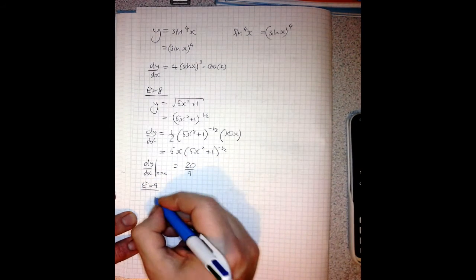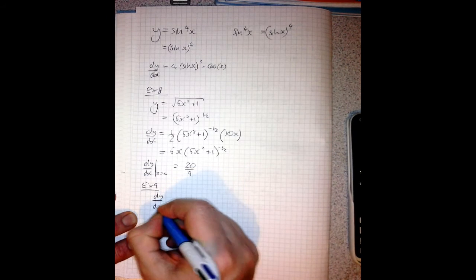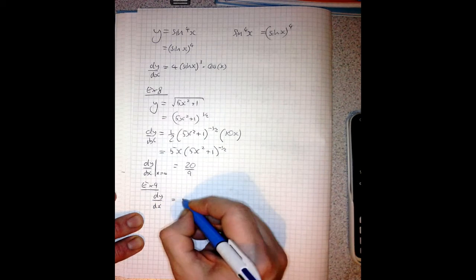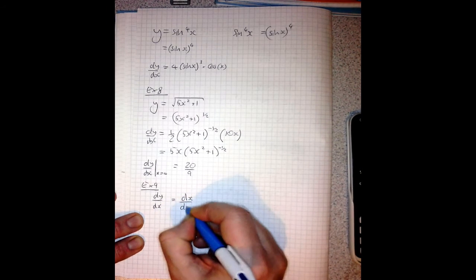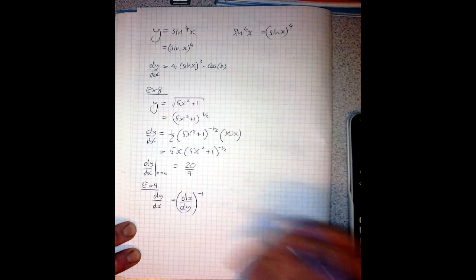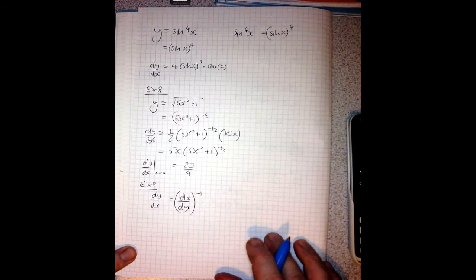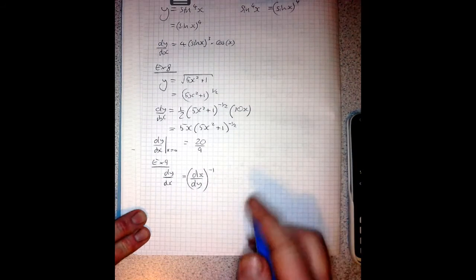Remember that we can, in certain circumstances, treat this derivative thing as a fraction. So if I can work out dx/dy, dy/dx is just the reciprocal of that. And that's what example 9 is intended to show us.